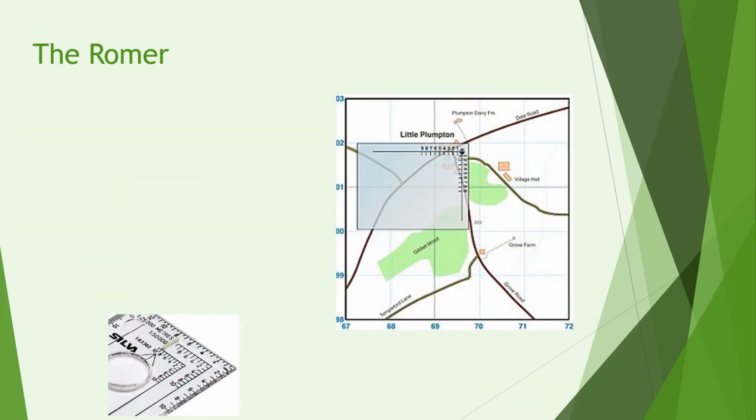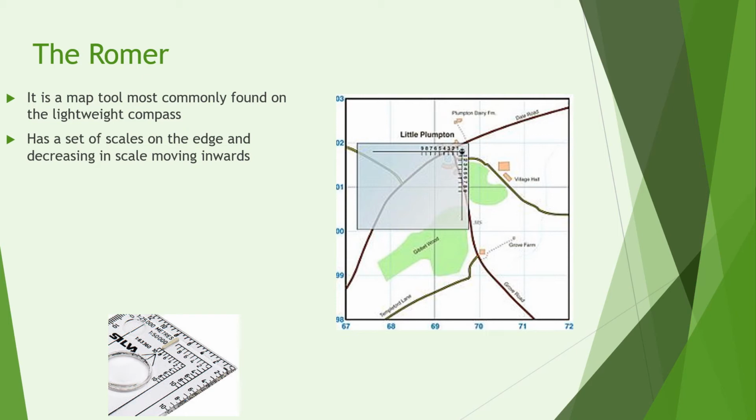So the specific tool I mentioned earlier is called the romer, or Roma. This is the map tool most commonly found on the lightweight compass, the compass which you use, and has a set of scales on the edge, decreasing the scale moving inwards. An example on the compass you can see at the bottom there, but it also comes in other forms like an actual proper designed romer, as you can see on the square on the right. As you can see, the scales, the one on the outside, going from 0 to 10 along each axis and decreasing the scale as it goes inwards.